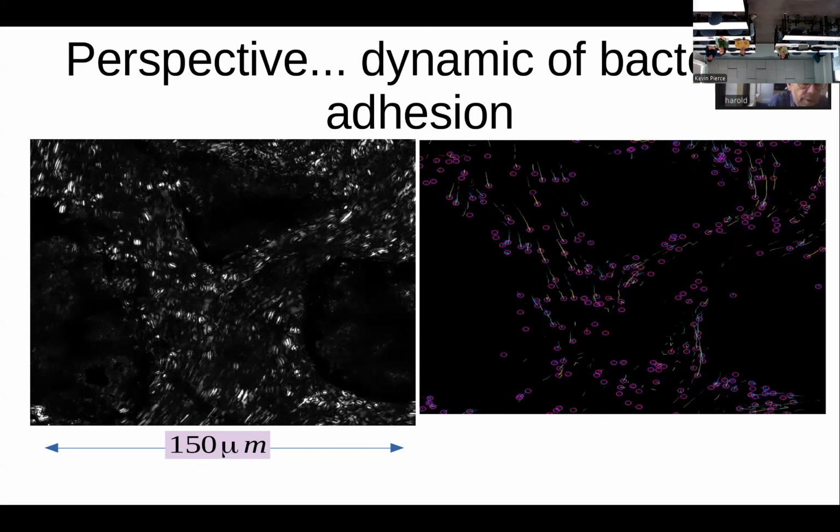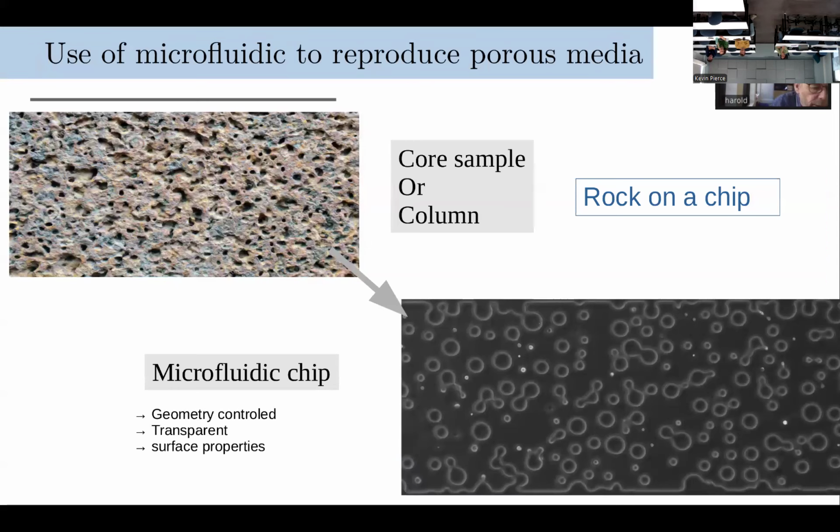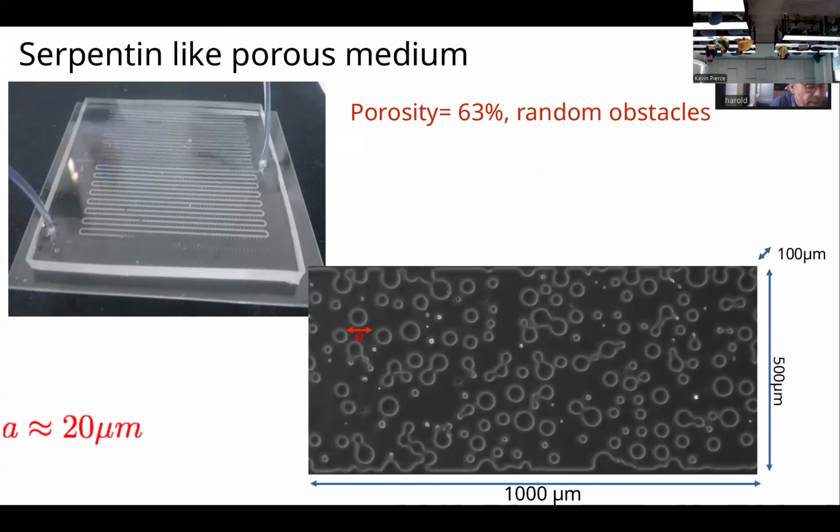To understand that, we developed another setup, in which we try to reproduce on a microfluidic chip the geometry of porous media. So it's like a rock. We wanted to do a kind of rock on a chip. Here you see the type of chip we obtained. On the next slide, you see a bit more.